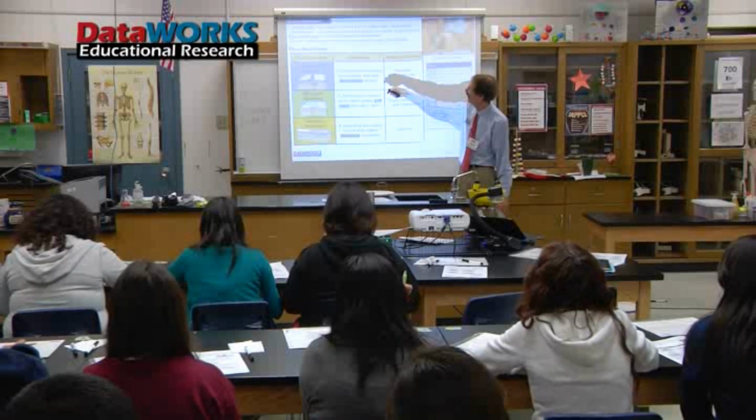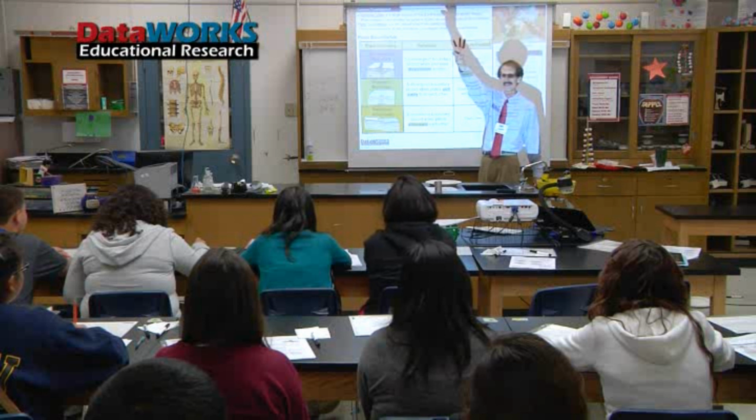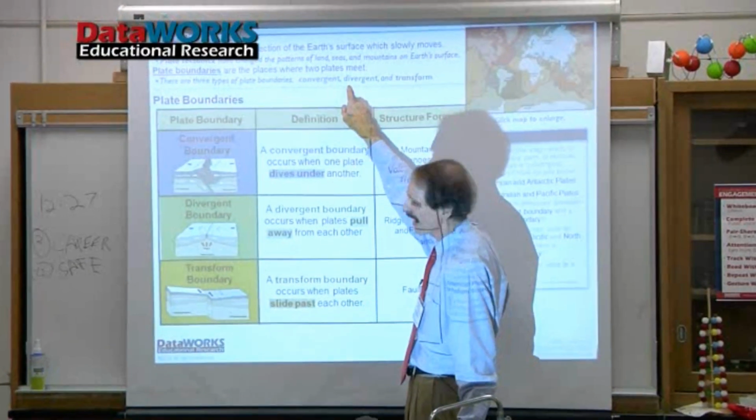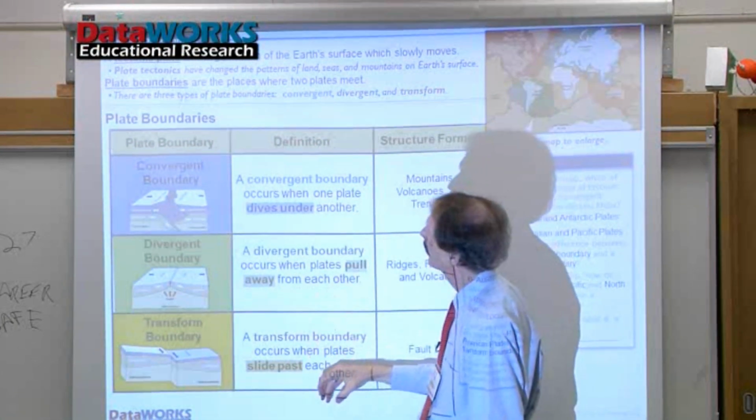Tectonic plate. Can you say that? Tectonic plate. There's 3 types of plate boundaries. How many? 3. Okay, I'll say them, you say them after me. Convergent. Convergent. Divergent. Divergent. Transform. Transform. Okay, so let's just go over the 3 types.